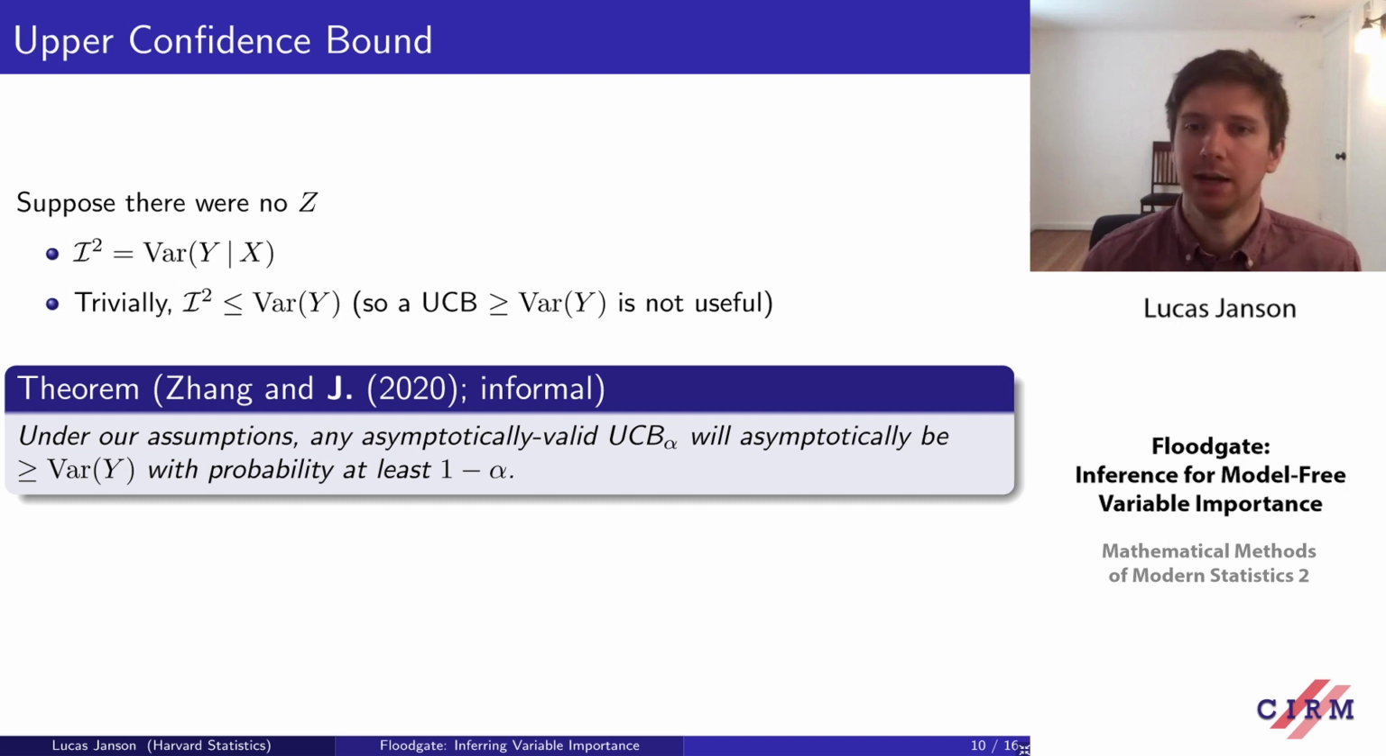So any asymptotically valid upper confidence bound that has coverage 1 minus alpha will asymptotically return a trivial result with probability 1 minus alpha, which basically says this upper confidence bound is telling you nothing, because I don't even have to look at the data to produce an upper confidence bound that does this, really. Well, I'd have to look at y, of course, but I wouldn't even have to look at x in order to tell you this. So it's clearly not telling you anything about x's relationship with y.